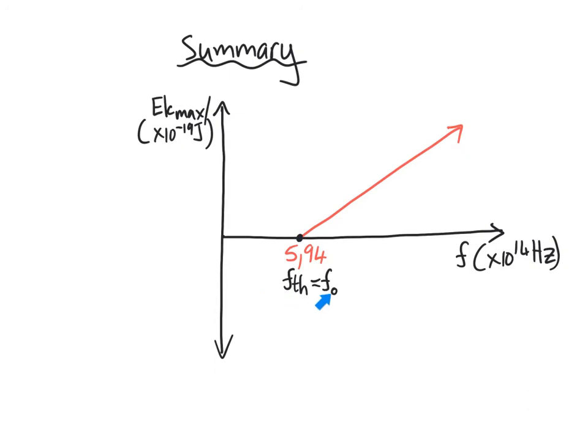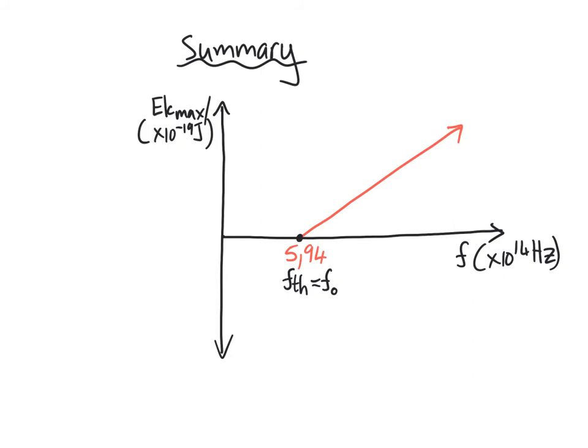So the threshold frequency for sodium, which is 5,94, is not 5,94, but 5,94 times 10 to the 14 hertz. This 5,94 needs to be placed in front of times 10 to the 14 hertz. So please remember, when asked for the threshold frequency, you need to combine this number and that power of 10 in front of the hertz. You will also need that if you're going to do further calculations.